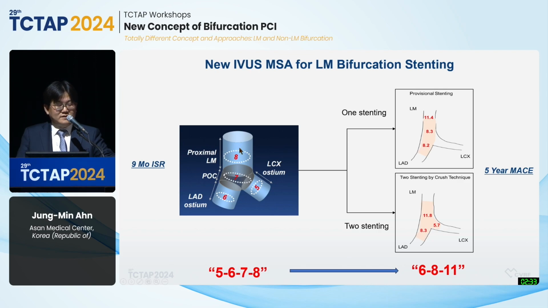The 5, 6, 7, 8 criteria is based on the 9-month ISR data. But nowadays, the new criteria is based on 5-year MACE data. For one simple crossover stenting, proximal LAD, distal left main, proximal left main is 8, 8, 11. For two stenting, circumflex ostium, LAD ostium, distal left main is 6, 8, 11. So simply, 6, 8, 11 is another criteria for one stenting, two stenting.